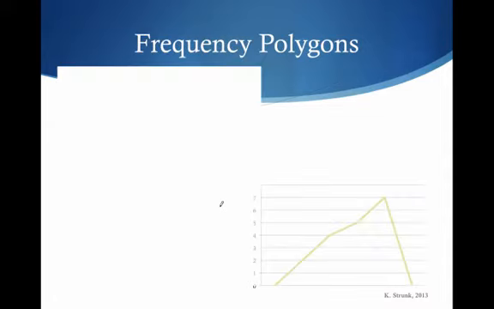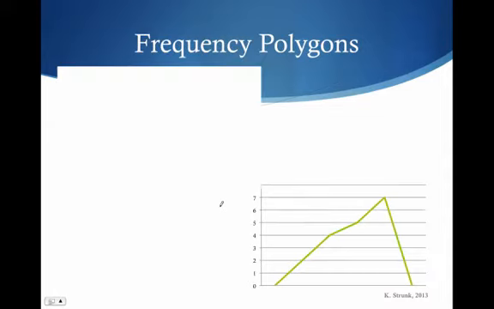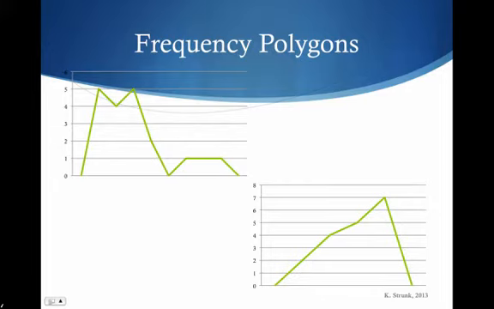So what it'll actually look like is this. Starting at 0 and ending at 0. So that's why it's a polygon, because it actually makes a shape when you include the bottom line. The exact same information, right, but displayed slightly differently. Now it's a line graph instead of a bar graph.